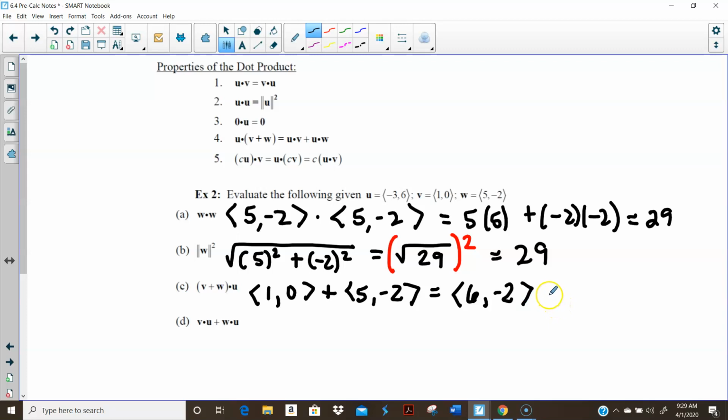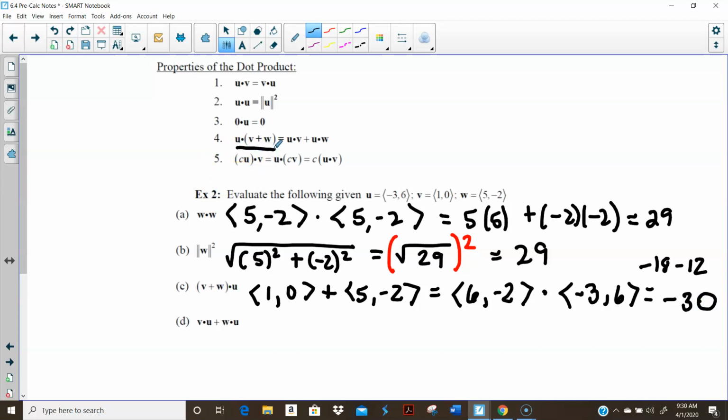Now what we're going to do is take that and do the dot product with vector u. And vector u happens to be -3, 6. So calculate the dot product of that. It's going to be 6 times -3 plus -2 times 6. So that's -18 minus 12, and that's going to give me negative 30. So on number 4, we just did this side.